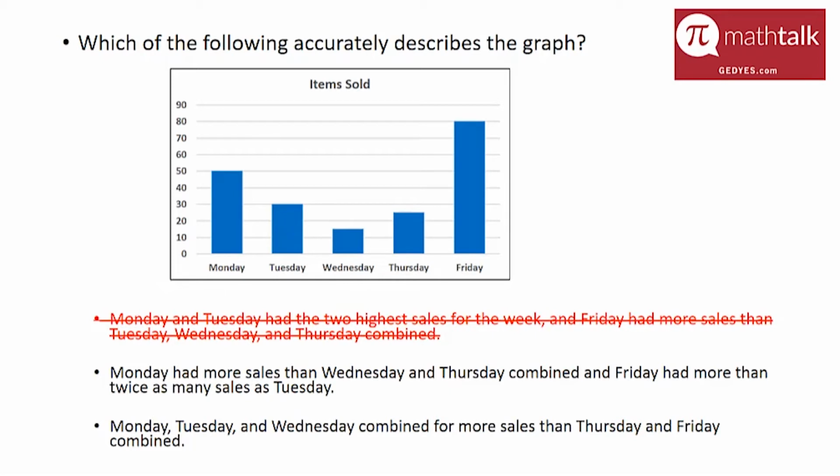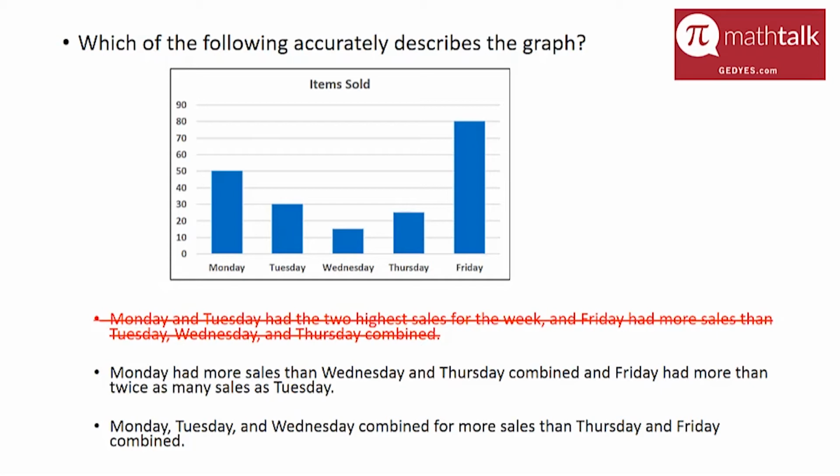Let's take a look at the third one just to be sure. Monday, Tuesday, and Wednesday combined for more sales than Thursday and Friday combined. Okay. If we combine Monday, Tuesday, and Wednesday, Monday was 50, Tuesday is 30, and Wednesday is 15. So 50, 30, and 15 adds up to 95.